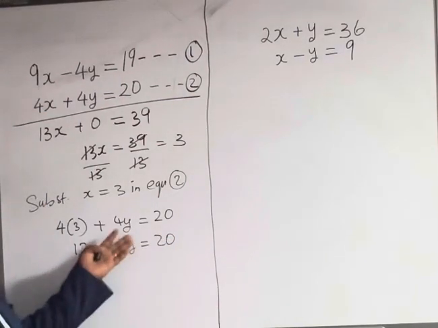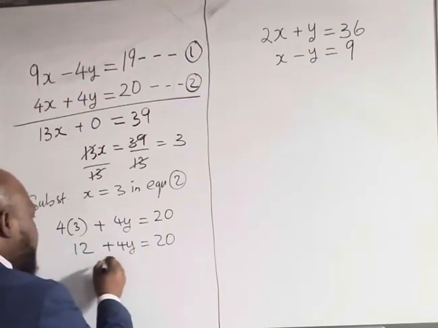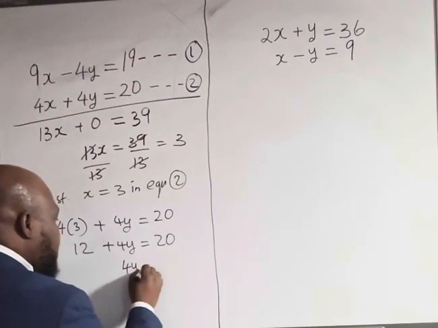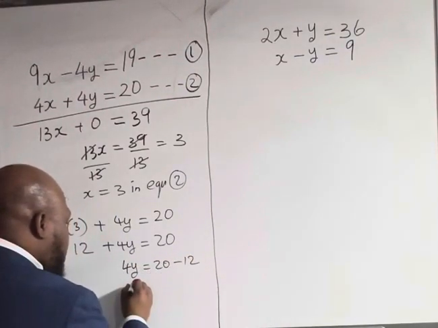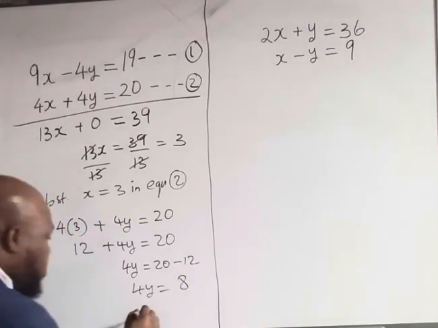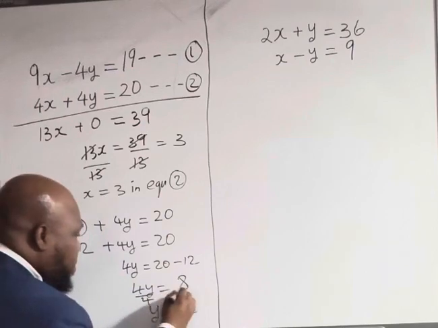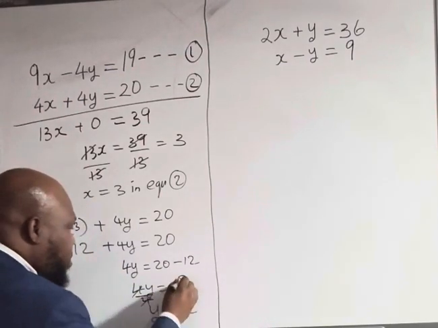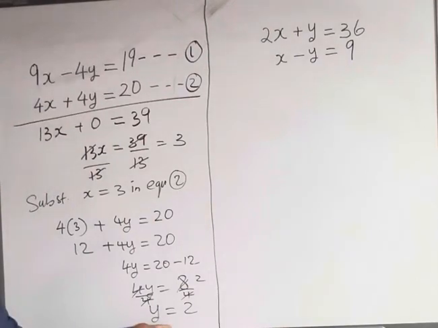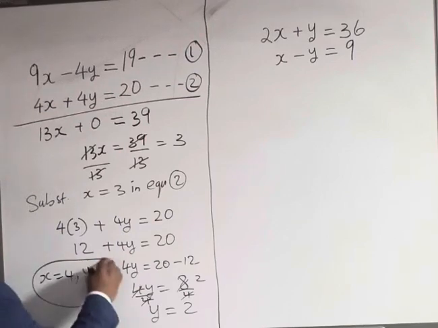Now we want to work with only 4y, so we will remove 12 from both sides. That will give you 4y is equal to 20 minus 12. 4y is equal to 8. 20 minus 12 is 8. How do we get y? Divide both sides by 4. Cancel 4, here 2. So y is equal to 2. So in this case, our solution is x is equal to 3, y is equal to 2. That's the answer.